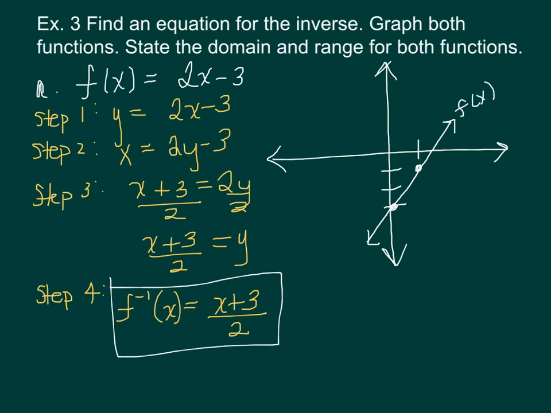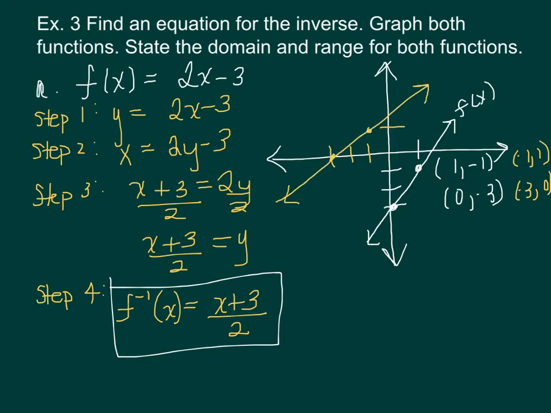To graph the inverse, I'm going to switch these points. This is (1, -1), and this is (0, -3). So my new points will be (-1, 1) and (-3, 0). So that line would be going this way. And remember, there's your reflection line.